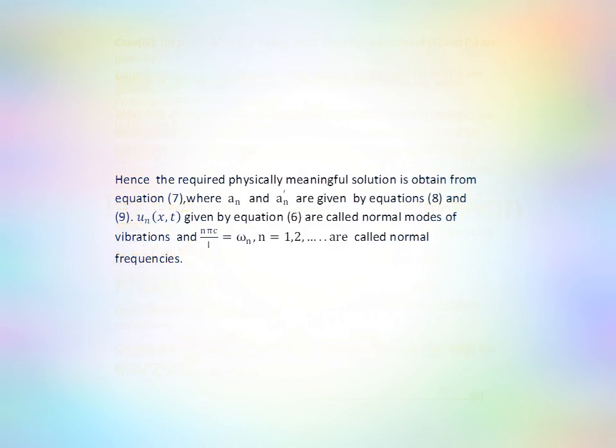Hence the required physically meaningful solution is obtained from equation 7, where a_n and a_n dash are given by equations 8 and 9. u_n of x,t given by equation 6 are called normal modes of vibration, and n pi c by l equal to omega_n, where n equal to 1 to n, are called normal frequencies.